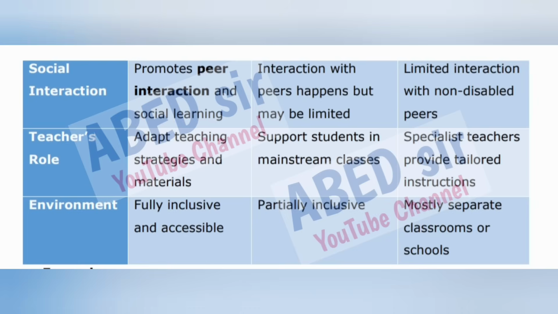Social interaction: promotes peer interaction and social learning. Interaction with peers happens but may be limited. Limited interaction with non-disabled peers. Teachers' role: adapt teaching strategies and materials, support students in mainstream classes. Specialist teachers provide tailored instruction. Environment: fully inclusive and accessible. Partially inclusive, mostly separate classrooms or schools.